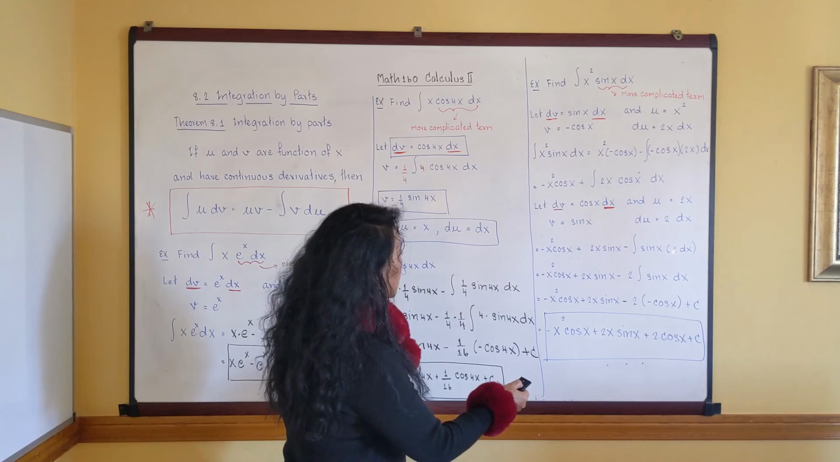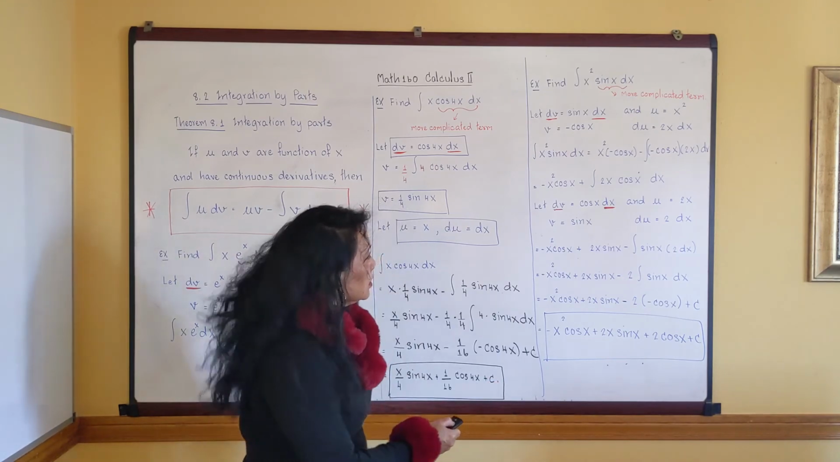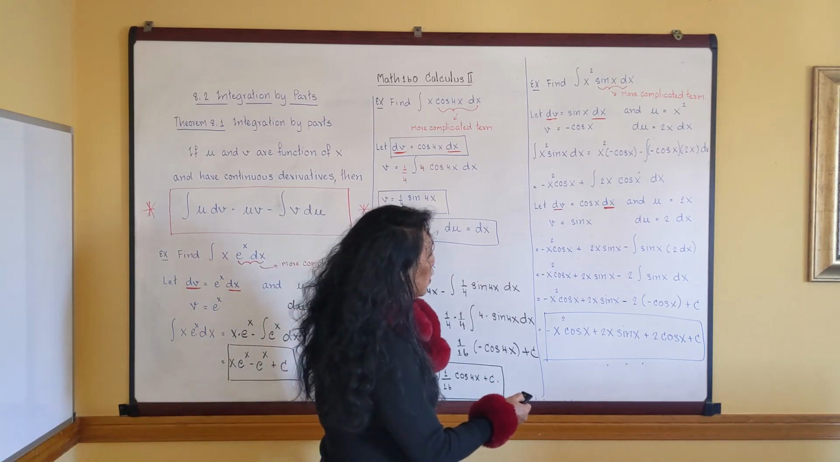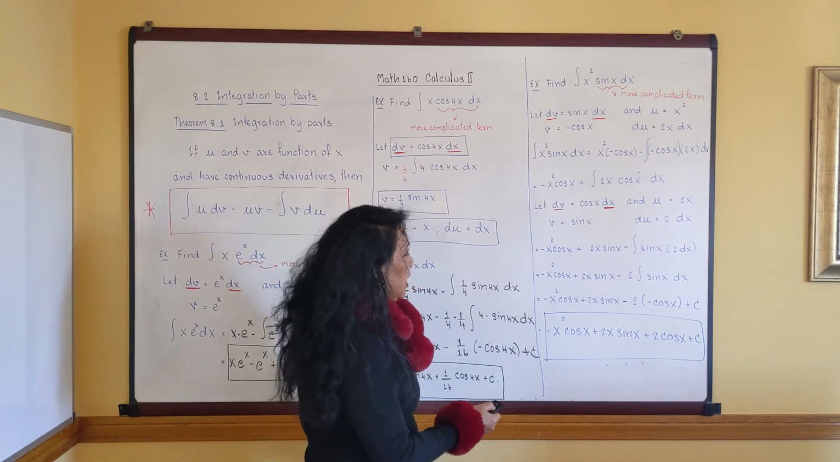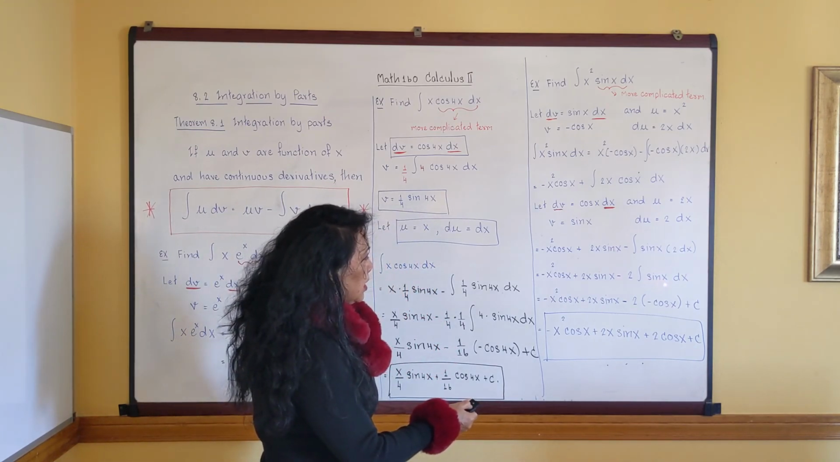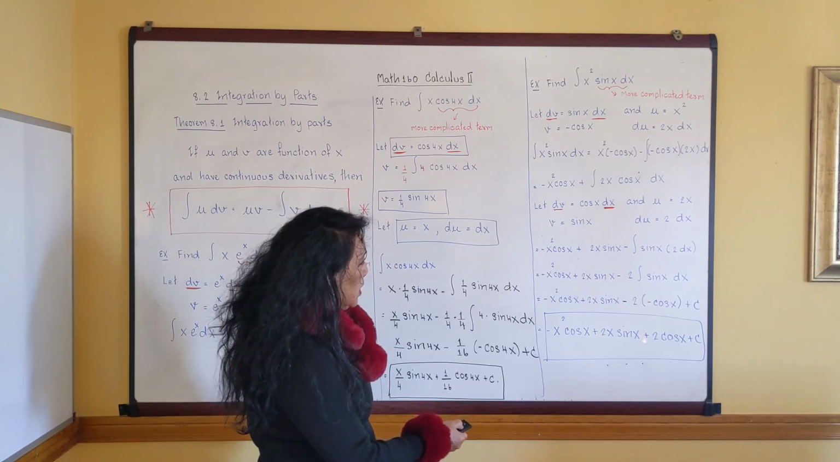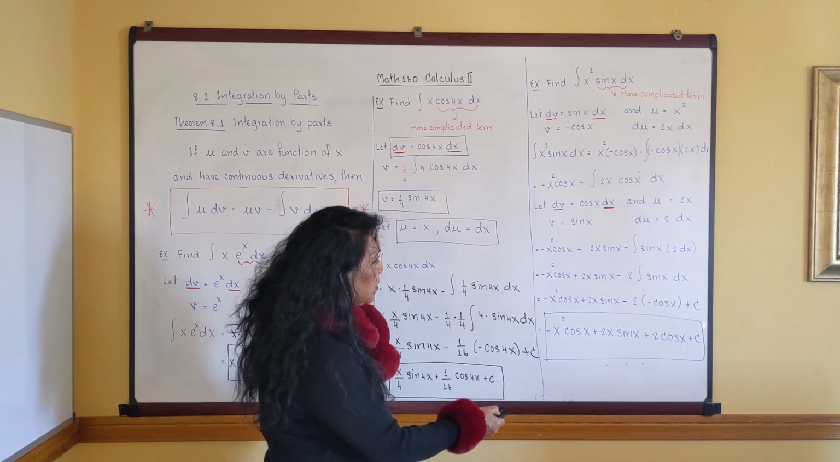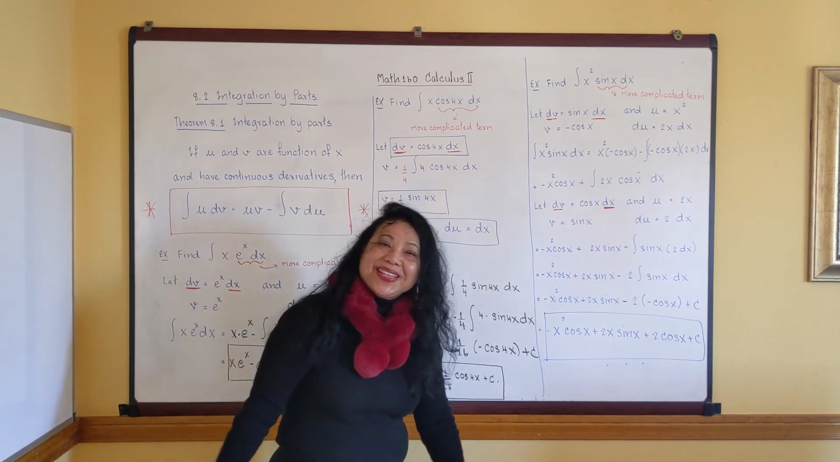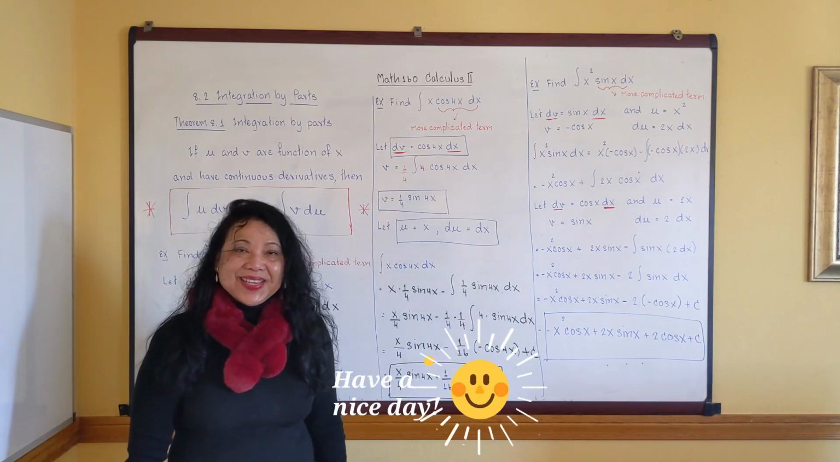Next step, I bring the 2 up front because it's a constant, and I have the integral of sine x dx. The integral of sine is negative cosine. Then negative times negative is positive. Again, don't forget the plus c. So that is my final answer. All right, I'll see you again next section.